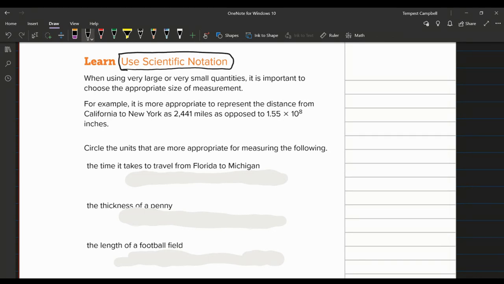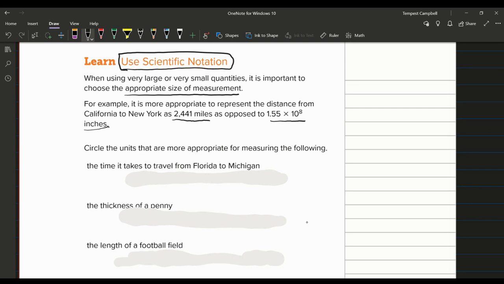So, when using very large or very small quantities, it is important to choose the appropriate size of measurement. For example, is it more appropriate to represent the distance from California to New York as 2,441 miles as opposed to 1.55 times 10 to the power of 8 inches?